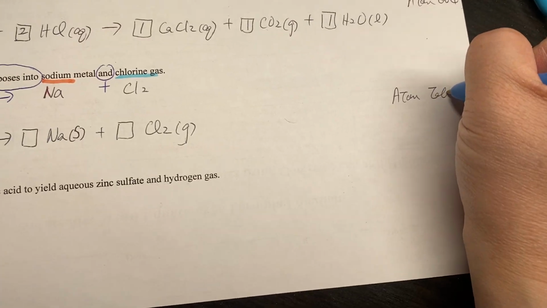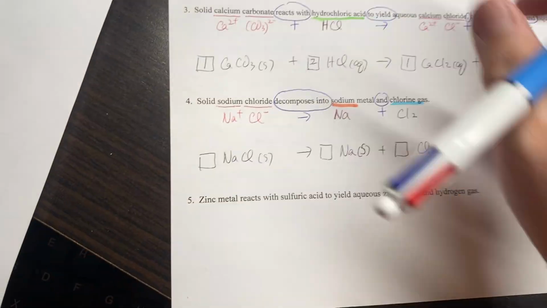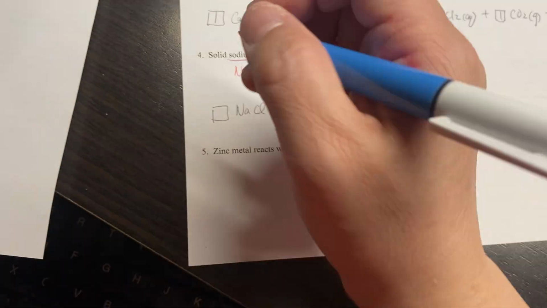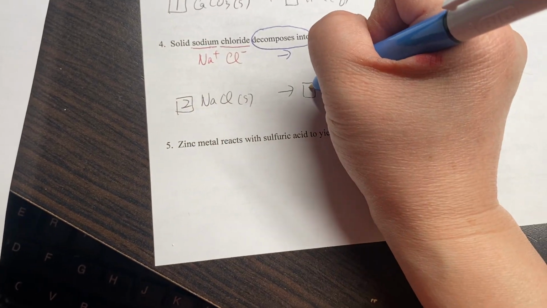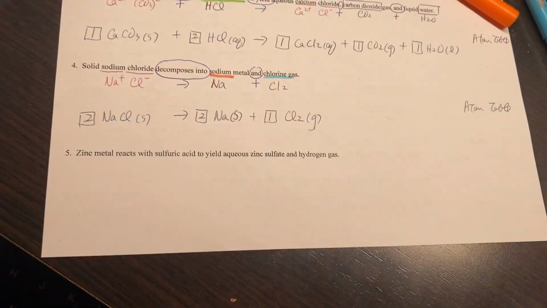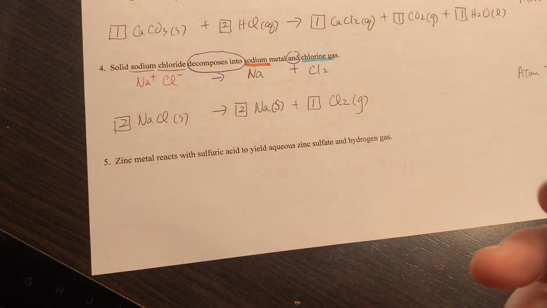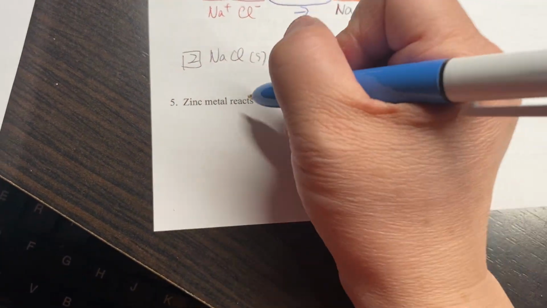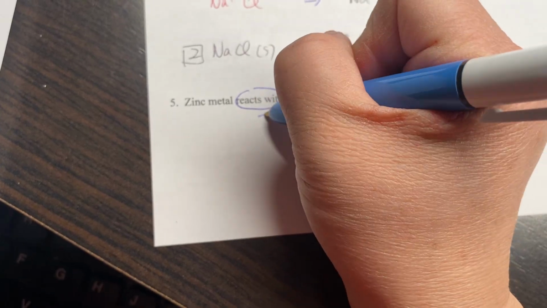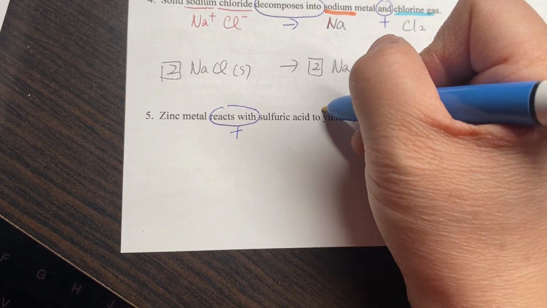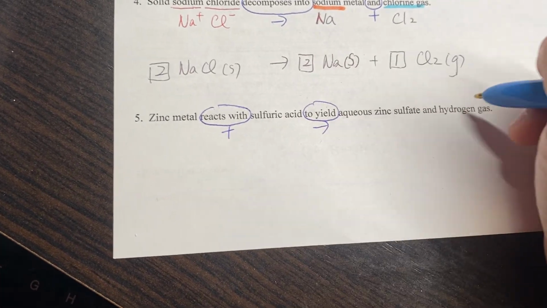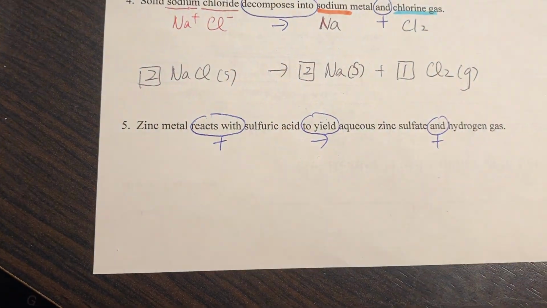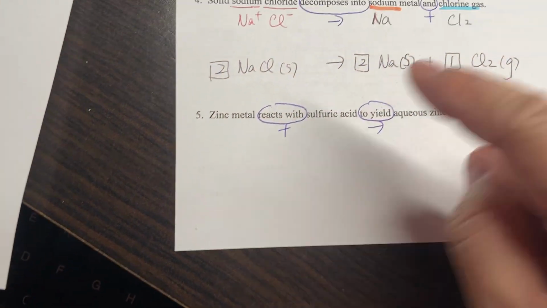Okay, so you got to do the atom table, and after you balance, you will get 2, 2, 1. All right. Now finally, last question. Reacts with plus, to yield arrow. Okay, and then zinc metal.